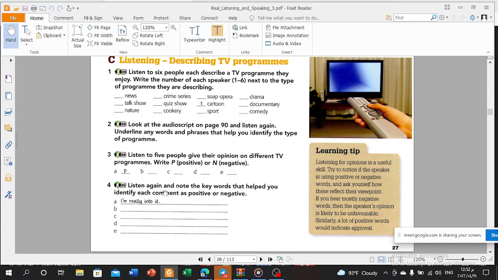While in the second person's utterance, you notice that the person was, what was he into it? Did he like the TV program or not.